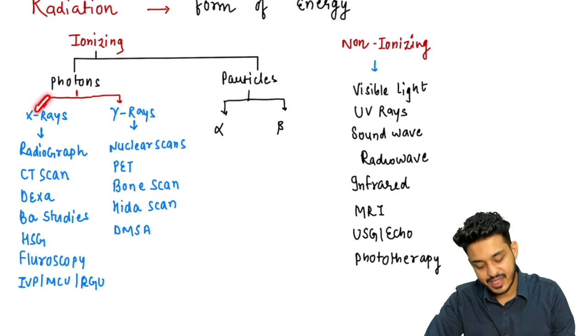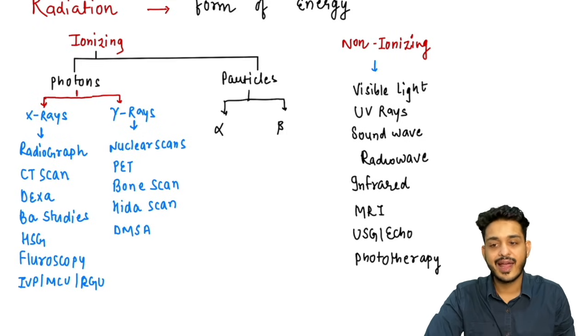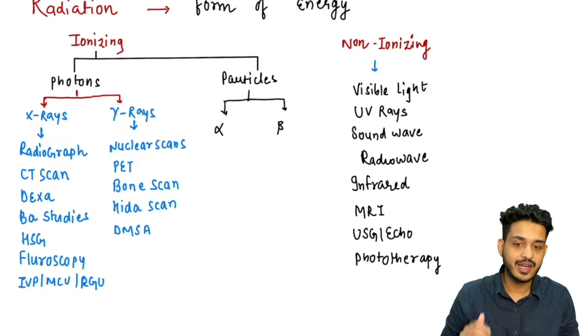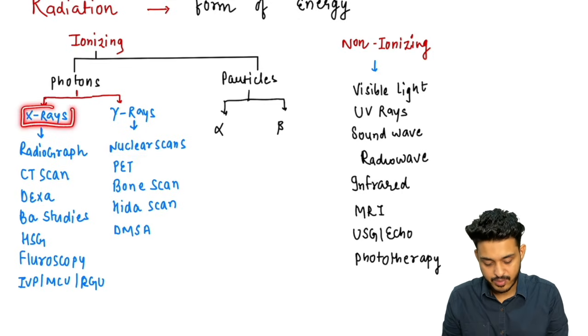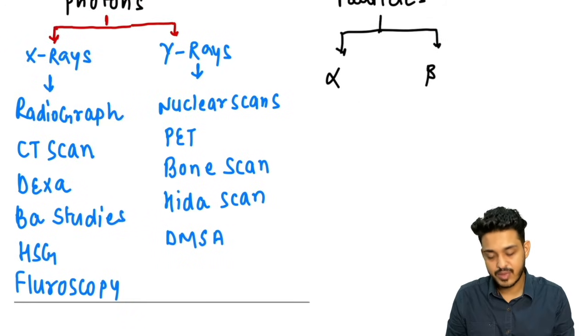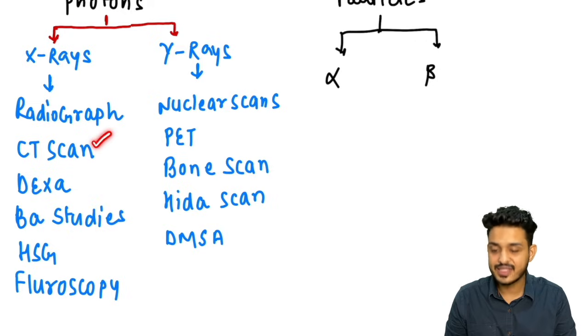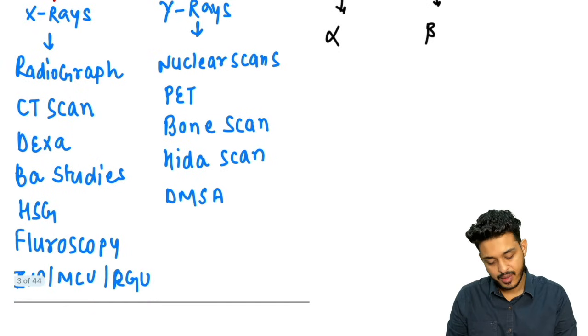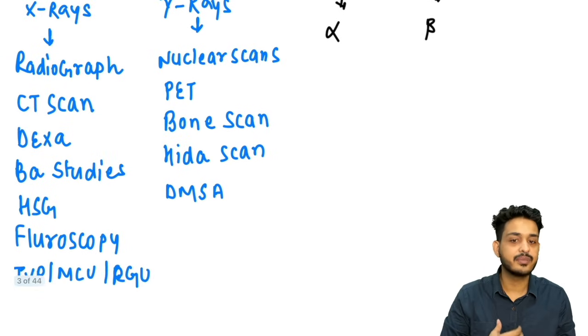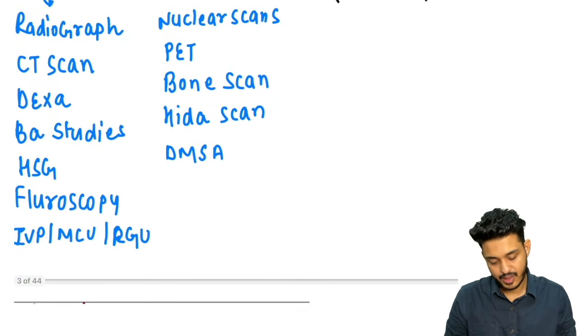Whereas ionizing radiation is going to penetrate the body. The most common ionizing radiation that we use is X-rays. X-rays can be used for the radiograph, that is the X-ray we take. It is the same rays we use in the CT scan, and in the DEXA scan for bone identification. Barium studies, like barium meal and barium follow through, we will understand what these are.